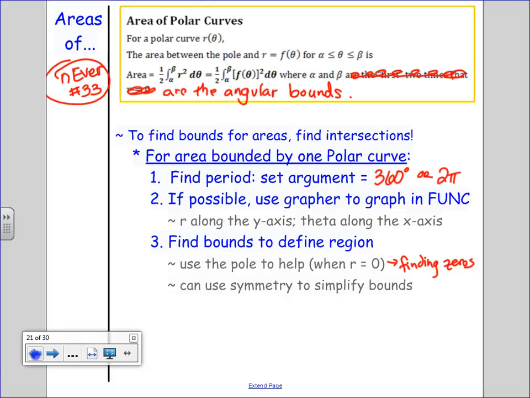Finding zeros. Because normally when we find zeros, we set y equal to 0, but now since it's polar, we're setting r equal to 0. So instead of seeing x-intercepts when we find zeros in polar, we are finding where it's actually at the pole, right?